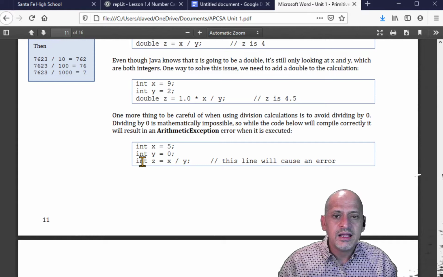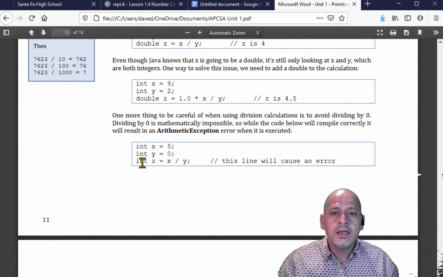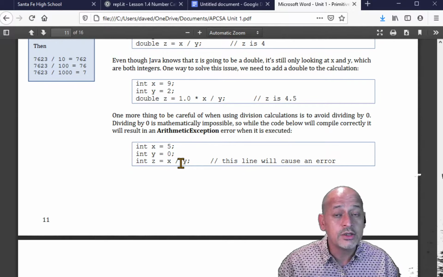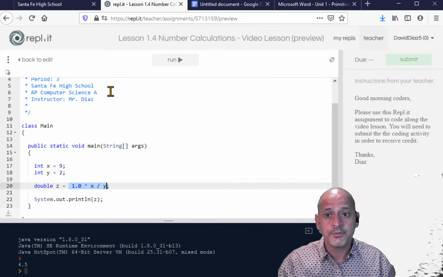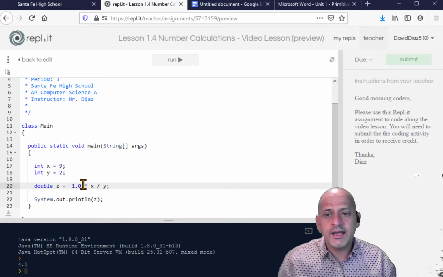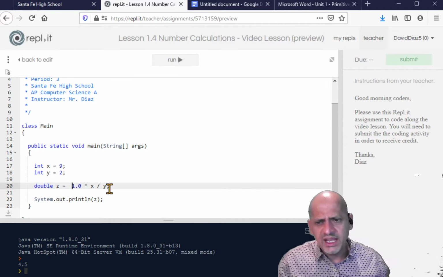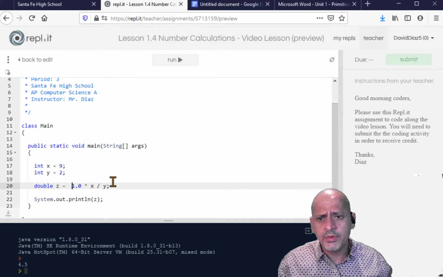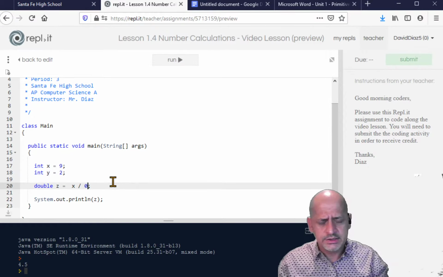Notice that if we divide by 0, it's going to give us an error. So let's try that first. Let's say I divide, and let's just go and say we're going to divide 9 by 0.